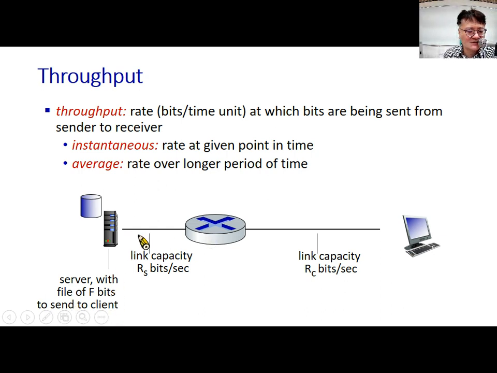And the link capacity, the rate is Rs bits per second, and the capacity we can call the throughput. And the throughput is instantaneous and average. Instantaneous is at a given time, and the average is over a period of time. Then it goes from the source link capacity, and also from the link capacity of the output router to the other computer.